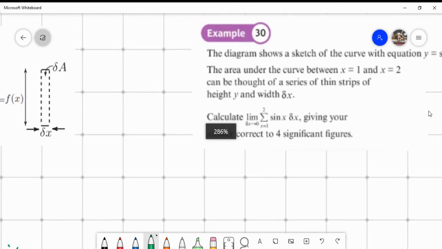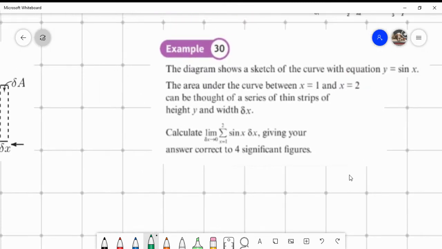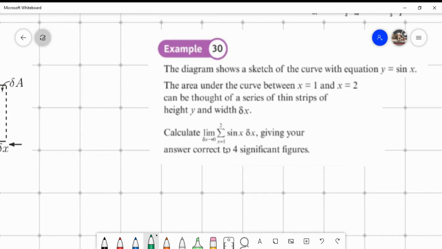The diagram shows a sketch of the curve with the equation y equals sine x, and the area under the curve between x equals 1 and x equals 2 can be thought of as a series of thin strips.